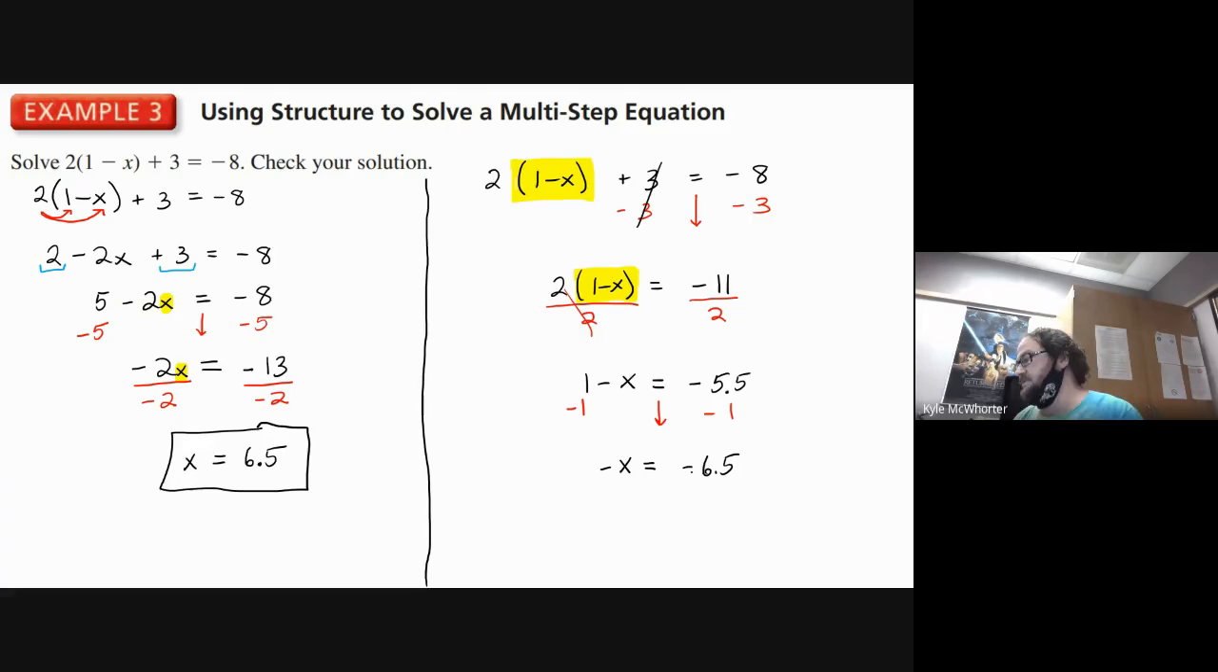So over here I got x equals 6.5. Over here I got -x equals -6.5. They're the same because -x, you can think of that as x being multiplied by -1. So you can just divide both sides by -1. And all that is going to do is change the sign. So it's x equals 6.5. So as you can see, you have options sometimes, but as long as you're not breaking any rules, then you're going to get the right answer.